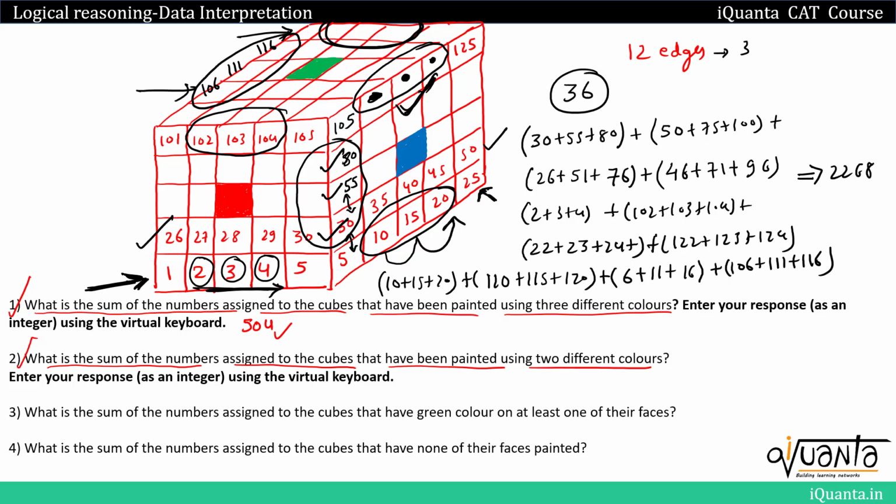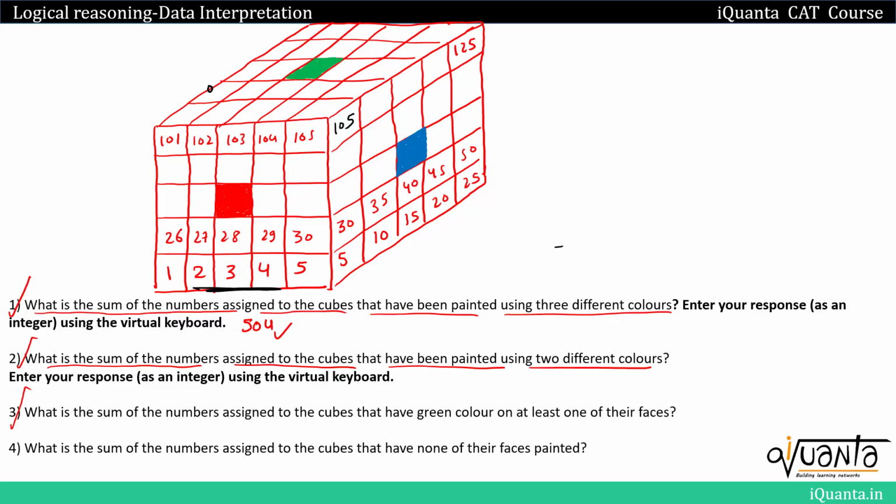Then let us solve the third question. The third question is, what is the sum of the numbers assigned to the cubes that have green color on at least one of their faces? So now we have to focus on the green colored faces. We have the green colored face over here and at the bottom.